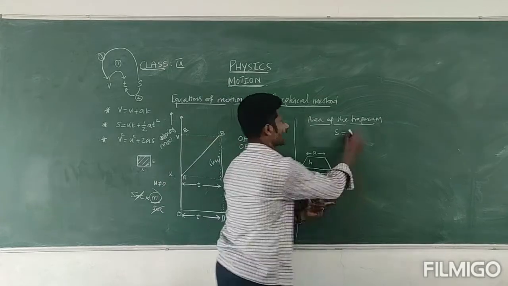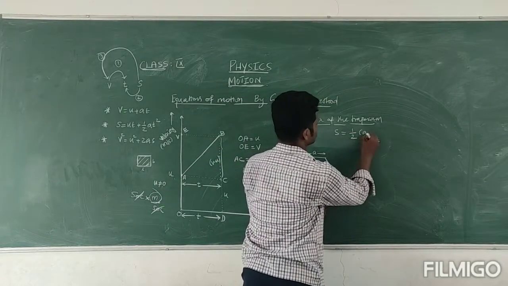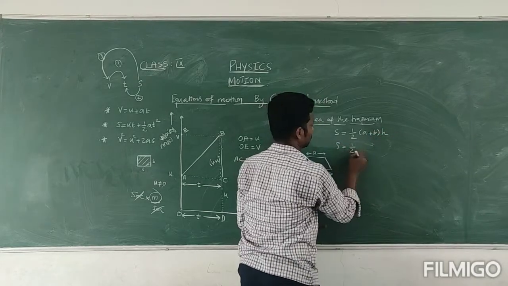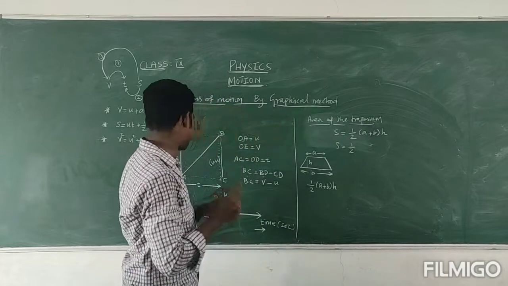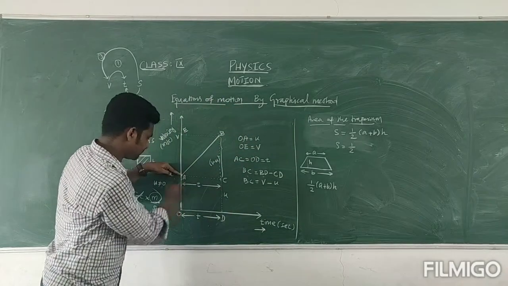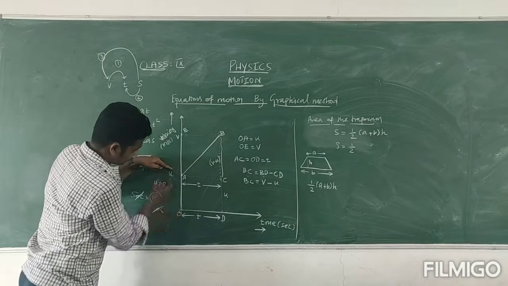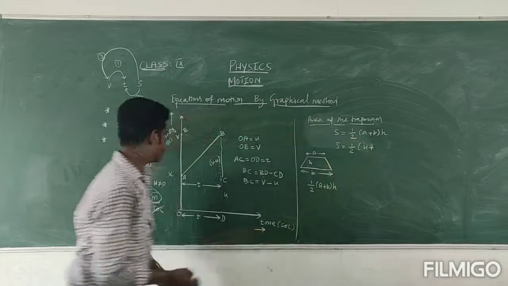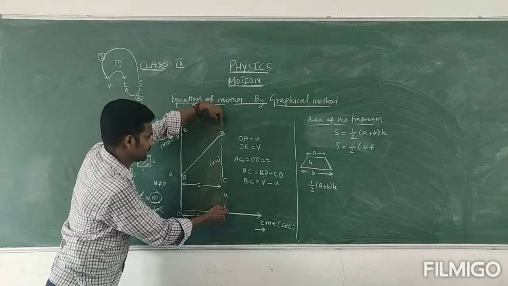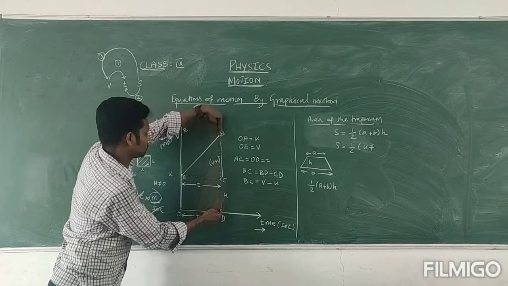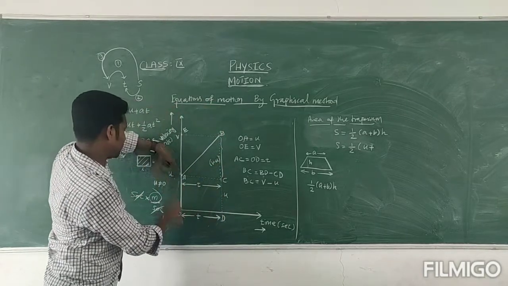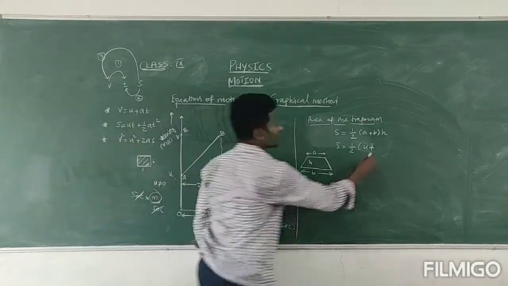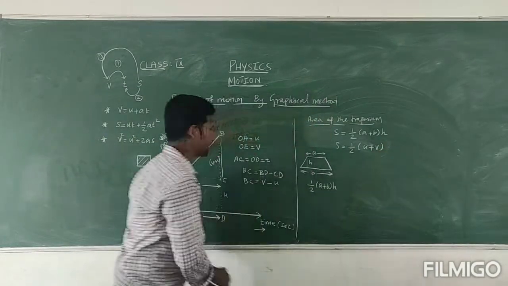So directly you should apply the formula here: area of the trapezium S is equal to half into (a plus b) into h. Here a is the small length, that is u, plus v is the very big length. So the total length is, up to here u, up to here v. So v into height.